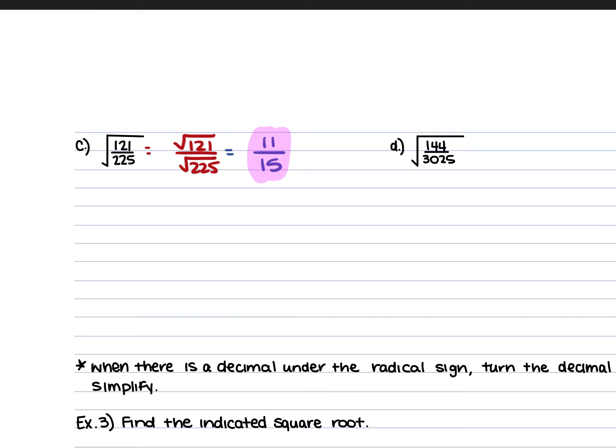For example D, we have the square root of 144 over 3025. So this is the same exact thing as saying take the square root of 144 over the square root of 3025. When we do this, that square root of 144 is 12. And the square root of 3025 is 55. So this is just 12 over 55.